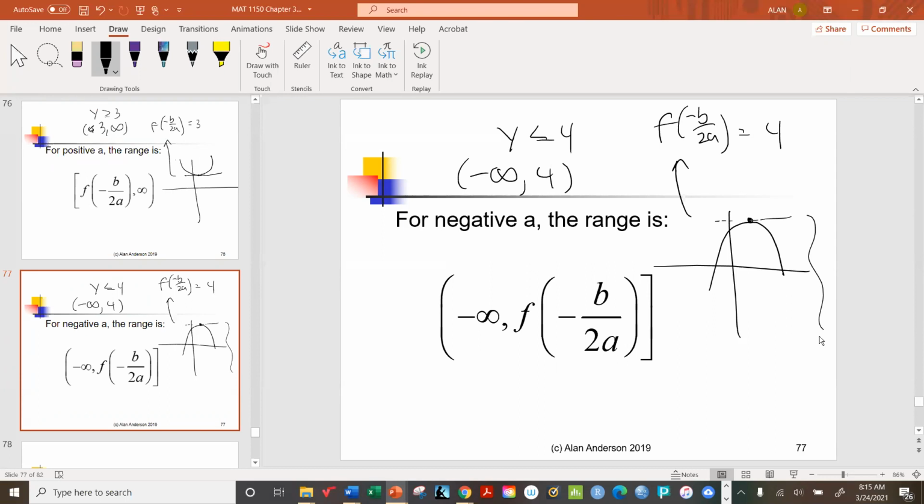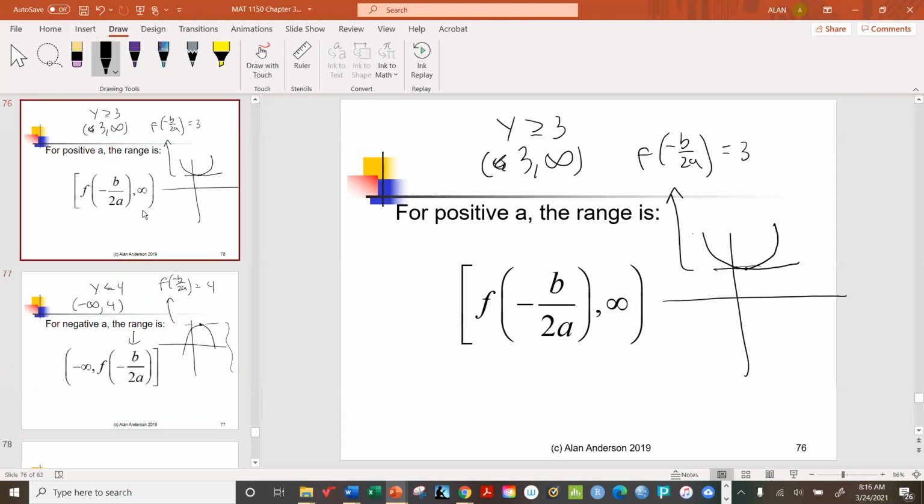And so that's the logic behind this. It's just a question of whether the parabola is facing upward or downward, whether this number here is the upper limit or the lower limit of y. And if it's the upper limit, the lower limit must be negative infinity. If this number is the lower limit, as it is here, the upper limit must be positive infinity. So that's really what this is all about. What you're essentially just doing is saying, is the parabola facing up or down? And that will determine what the range is.